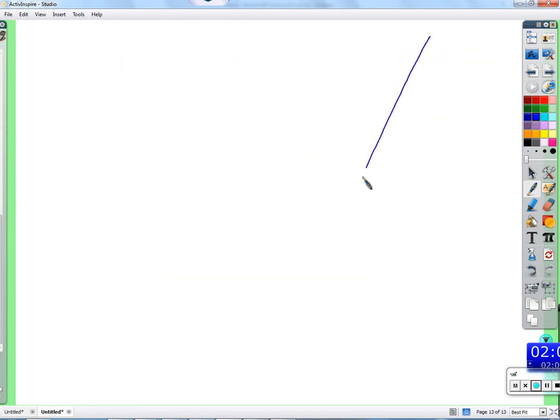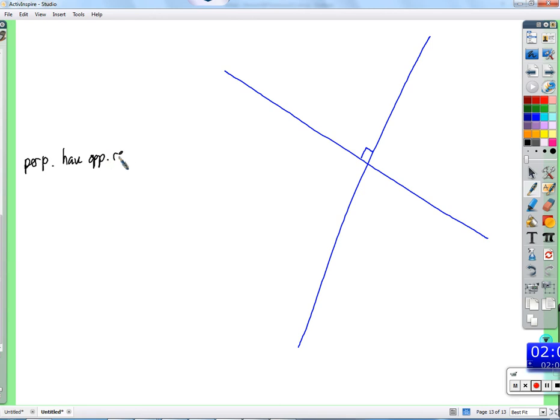Let's talk about perpendicular lines. What does perpendicular mean? Intersect at 90 degrees. So parallel lines need the exact same slope. Now we're going to look at what kind of slope two perpendicular lines need. Opposite reciprocal. Let's start with an example. Perpendicular lines have opposite reciprocal slopes. Example: if line one has m1 equal to 3/4, and line two is perpendicular, then m2 is equal to -4/3.